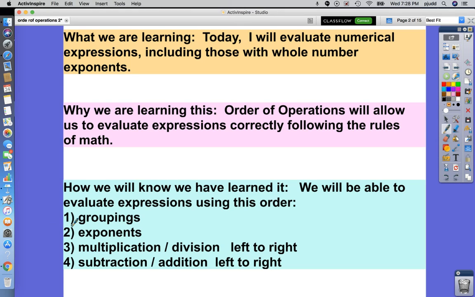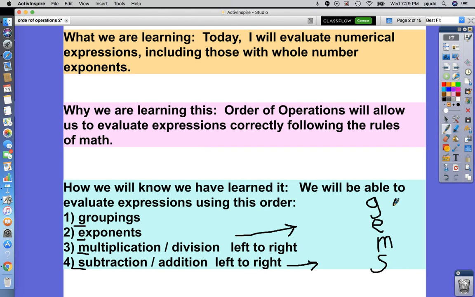We're going to look first to see if there are any groupings. And we're going to then look to see if there are any exponents. Then we're going to look to see if there's multiplication or division, but go left to right. And then we're going to look for either subtraction or addition, again, left to right. And just like we talked about yesterday, we can remember the order by thinking about GEMS.